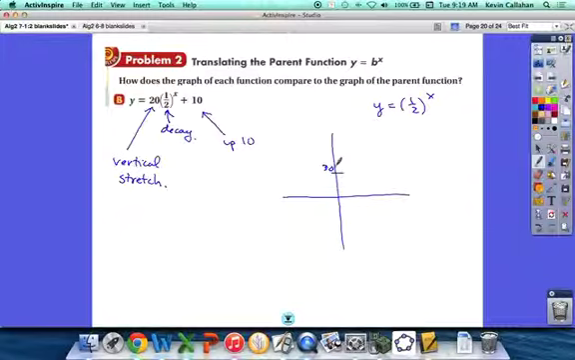Now, if I take the parent function graph and I move it up 10, does that move the asymptote? The asymptote was here. If I move the whole graph up 10, does that move it? Yeah, so the new asymptote would actually be at 10. And usually then we would sketch that in. And then the shape of the graph, because it's decay, should be like this.